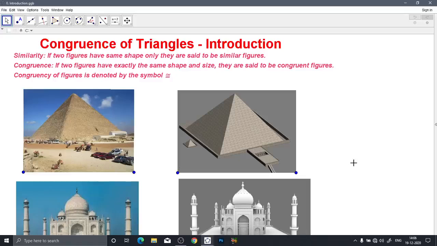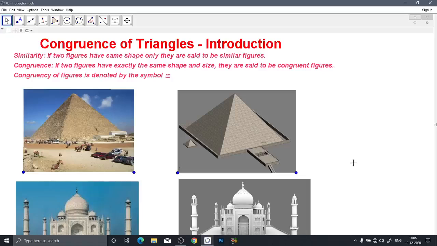Similarity means, see the definition here: if two figures have the same shape only, they are said to be similar figures. Only they should be in the same shape. If two figures have the same shape only, they are said to be similar figures.